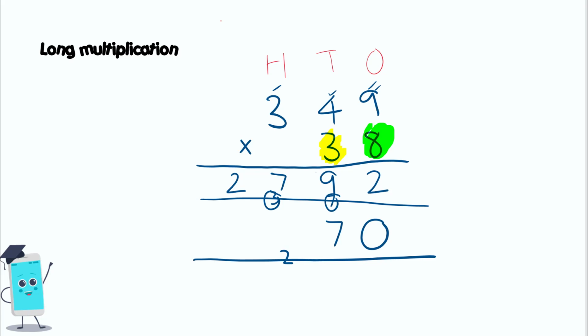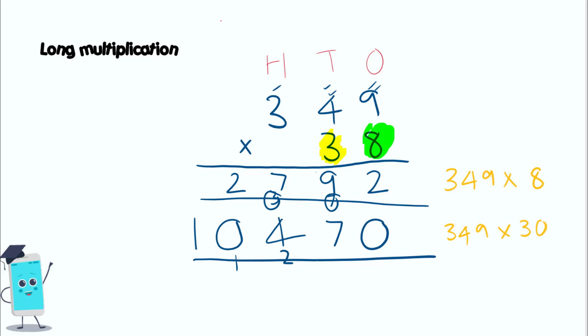9 times 3 is 27. 4 times 3 is 12, plus my 2 is 14. 4 goes there, 1 gets carried over. I'm going to put a tick. I know I've done it. 3 times 3 is 9, plus my 1 is 10. I don't have anything else to calculate, so I'm going to put my 10 down here. Now I have my 2 answers. So just to recap, here I've got 349 times 8. Here I've got 349 times 30.